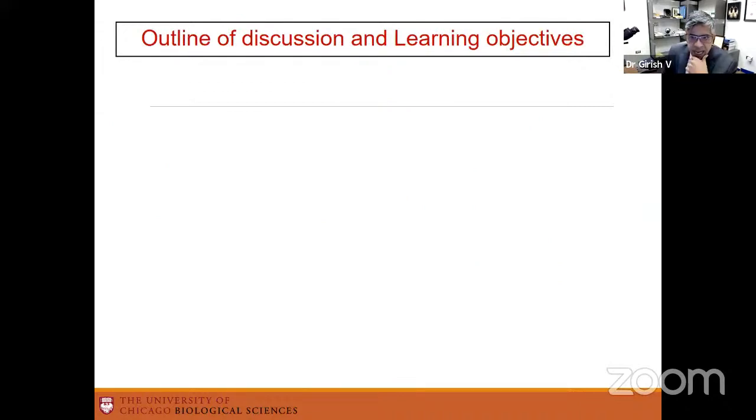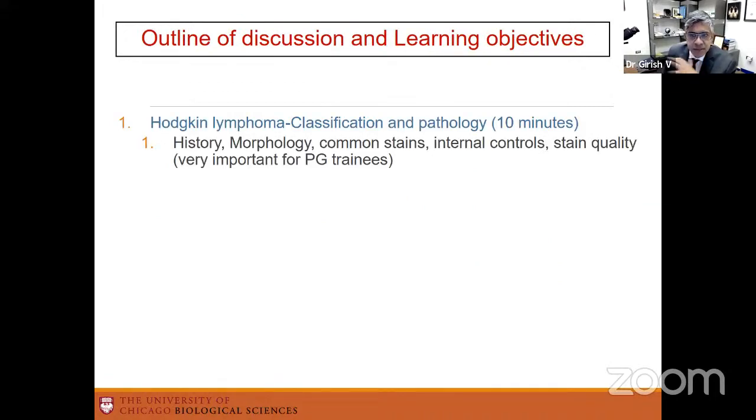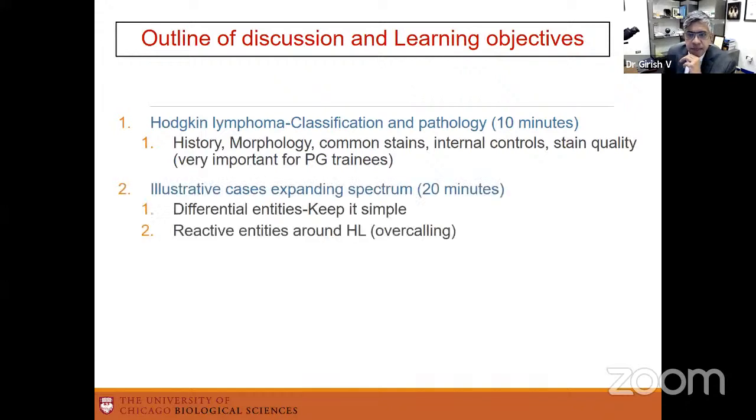So with that, these are our learning objectives. We'll talk about Hodgkin pathology, your standard tutorial type stuff, for 10 minutes. For PG trainees, I will talk about stains and how the quality of stains is relevant and important for you, and how to interpret stains. And then we will move on to illustrative cases that expand the spectrum beyond Hodgkin lymphoma. Talk about it for about 20 minutes.